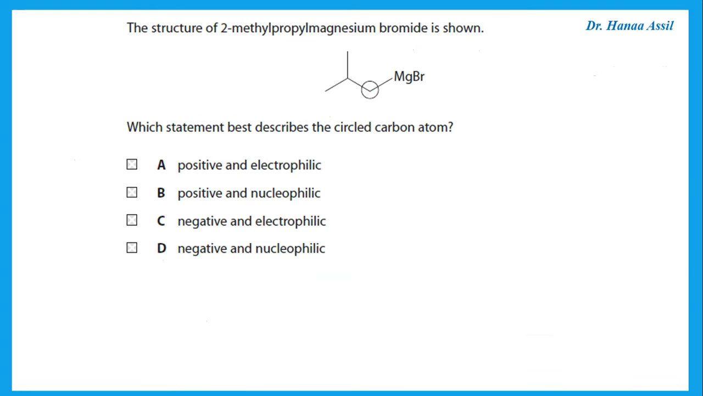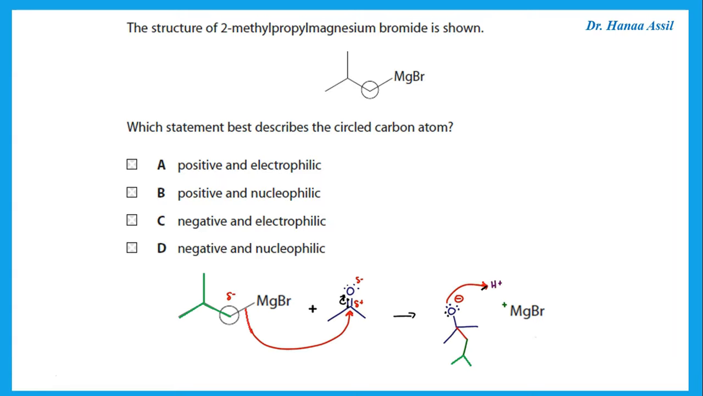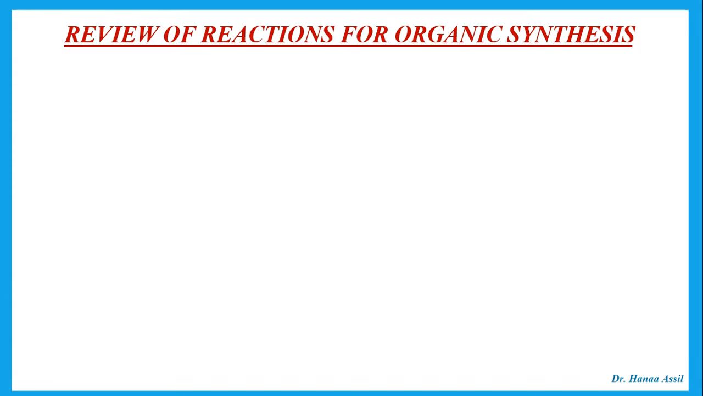The structure of 2-methylpropyl magnesium bromide is shown. So this is the Grignard. Which statement best describes the circled carbon atom? So the carbon atom that is attached to the magnesium bromide, remember that circled carbon is actually slightly negative, and it acts as a nucleophile because it attacks the carbonyl of the other reactant.